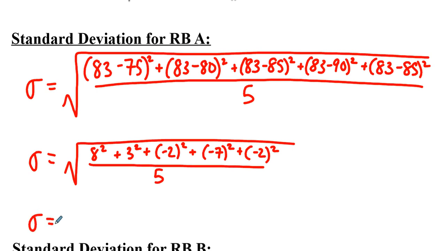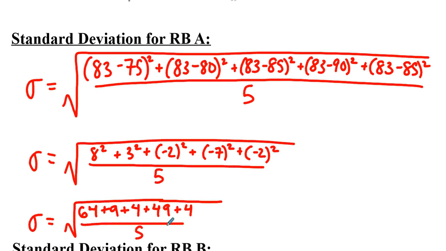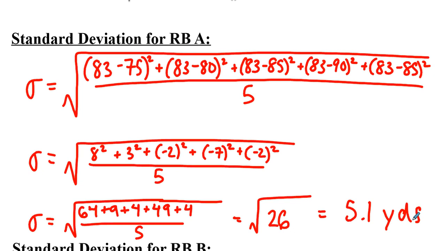Need to simplify some more. So here we go. This will be 8 squared, 64. So 64, then plus 9, plus 4, plus, extend my square root, 7 squared is 49, plus 4, all divided by 5. Grab a calculator, and I type in 64 plus 9 plus 4 plus 49 plus 4 divided by 5 is 26, and the square root of 26 is just above 5. It's 5.1. And we're measuring yards in this case.